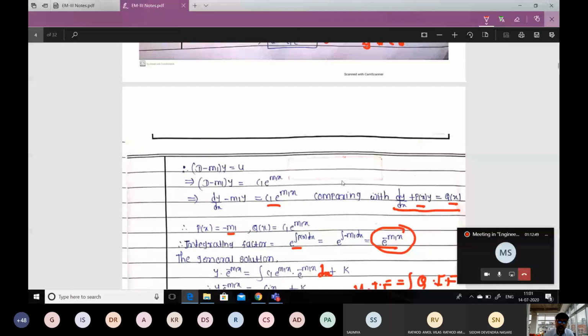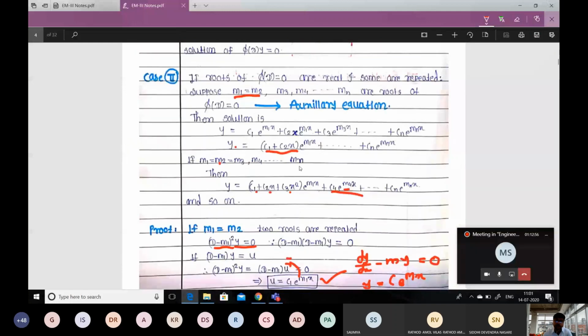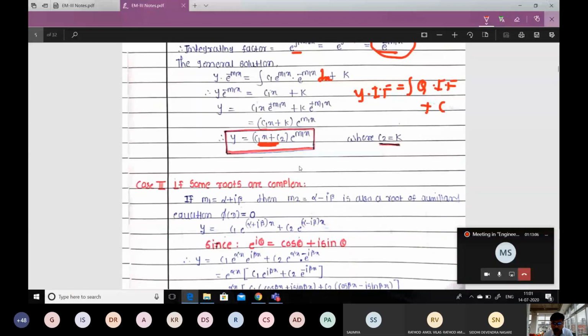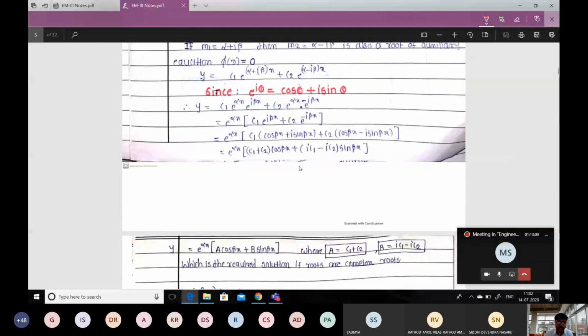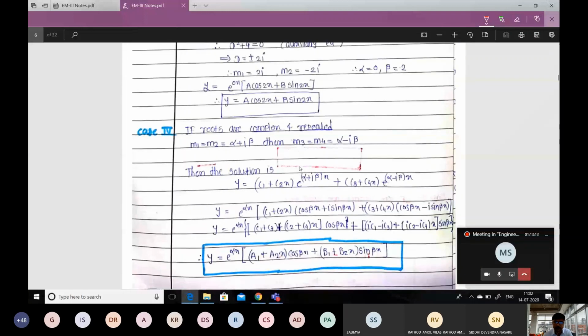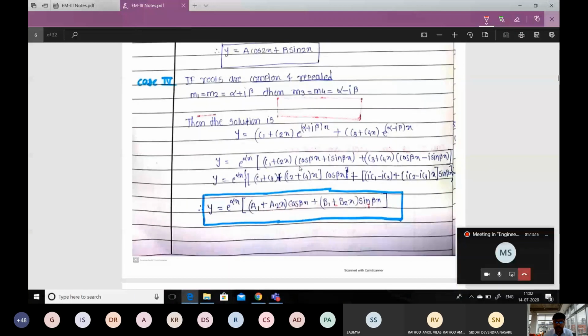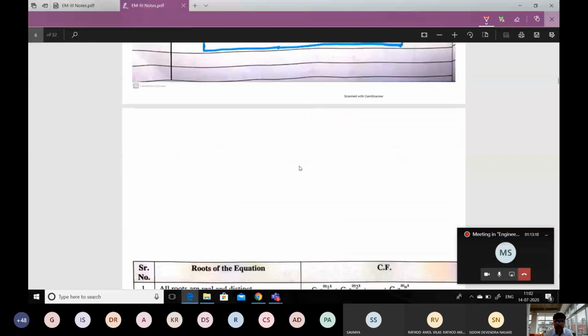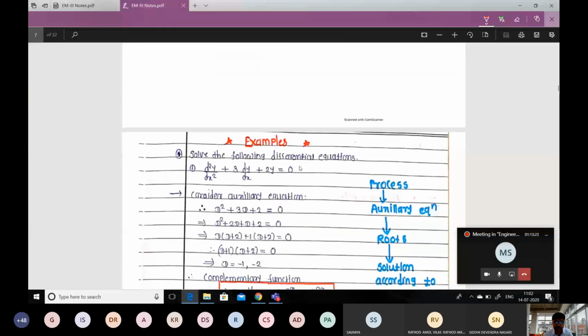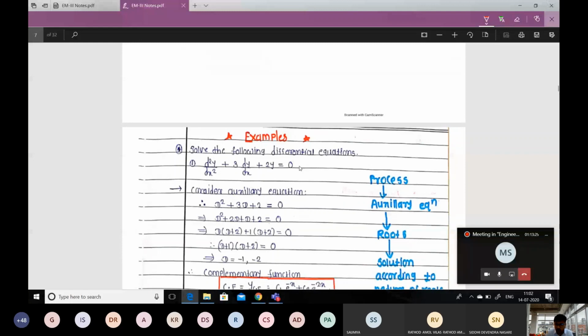Okay, that's the reason. So I think time is over. In tomorrow's lecture, we are going to study case number 3, that is if some roots are complex, and case number 4, that is if roots are complex and repeated. And before that, in tomorrow's lecture, I will go through some examples so that your concepts will get clear about the first 2 cases, that is if roots are real and distinct, and if some roots are repeated.